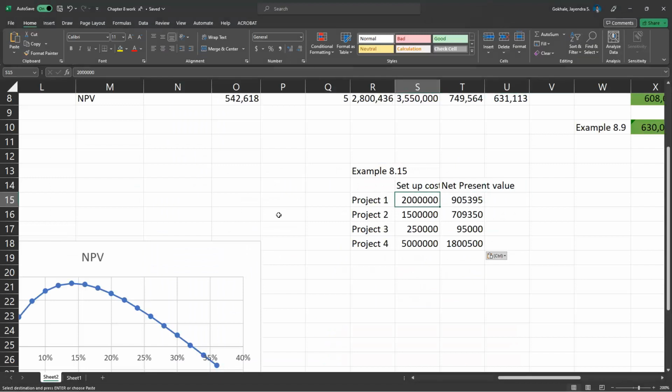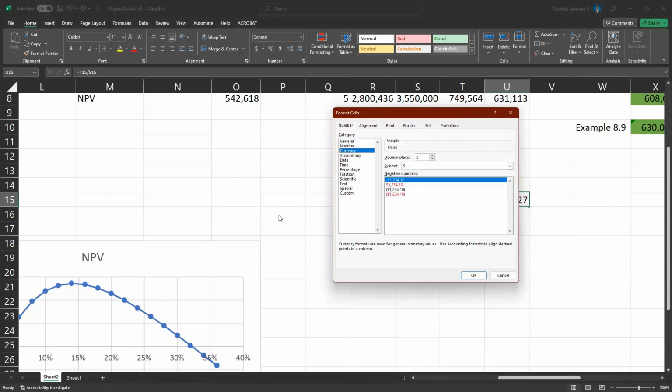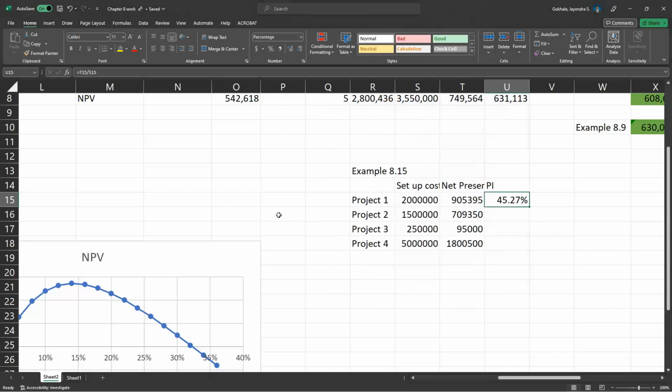We've already laid out these setup costs and net present values. And now let's just enter PI for profitability index here. So profitability index is nothing but the net present value divided by the setup cost. And then we can express it in terms of percentage: Alt OE, tab, and percent, 2 decimals please, enter. And then Control D, Control D, Control D.